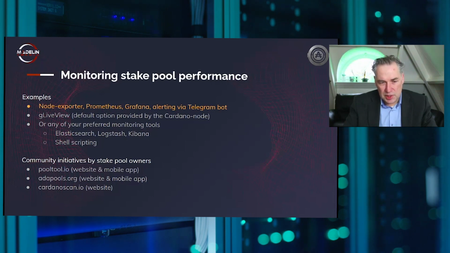You can use the default option that is provided in the Cardano node with this gLiveView, or you can choose any preferred monitoring tools like Elasticsearch, Logstash, Kibana, or even you can use shell scripting. There are several other community initiatives by stake pool owners that made websites and mobile apps to monitor the performance of a stake pool.